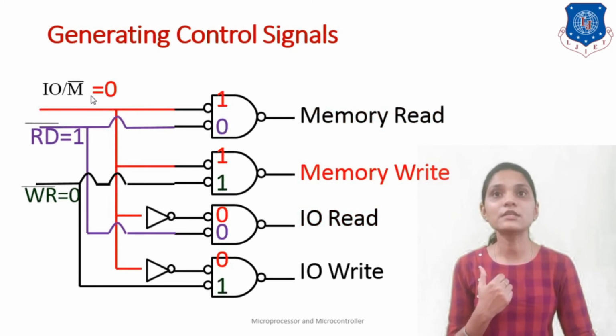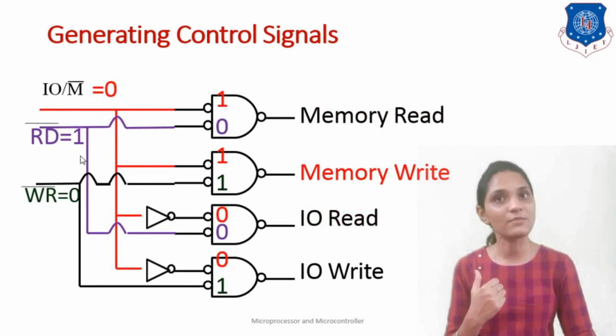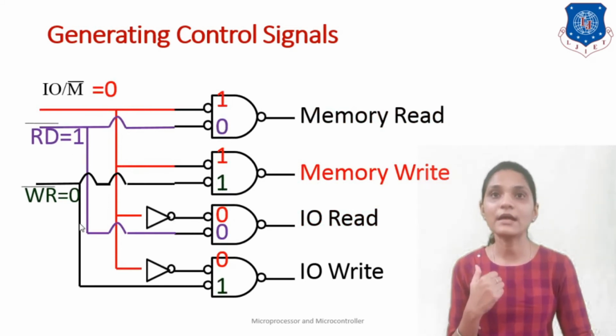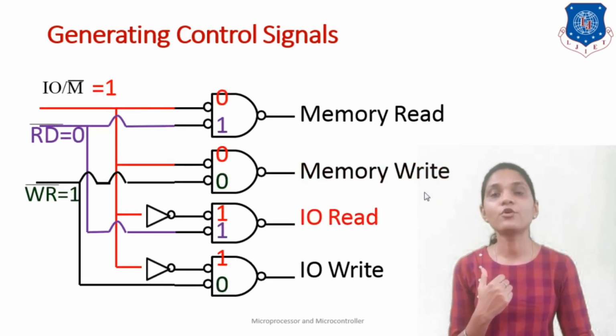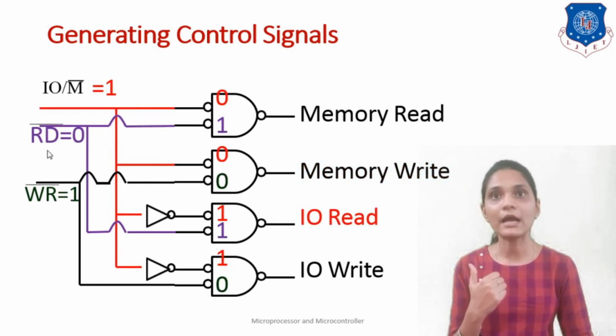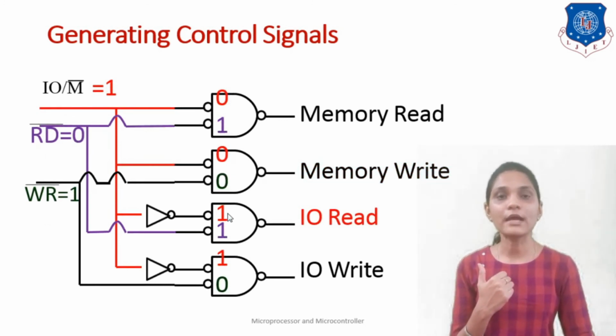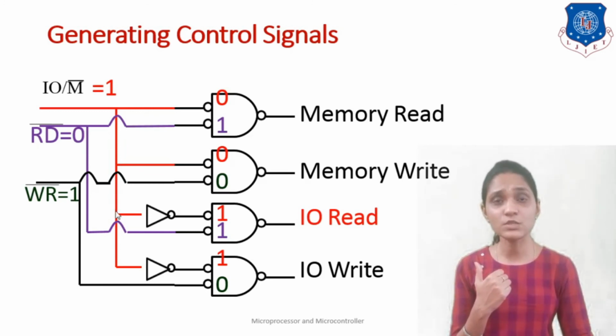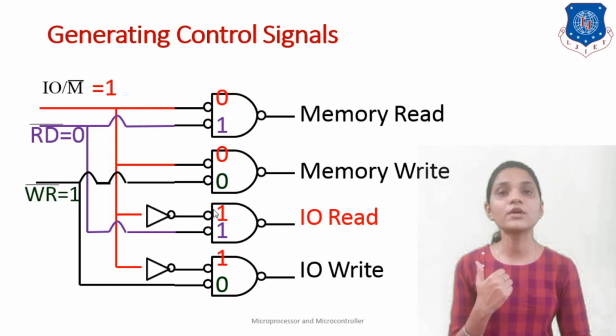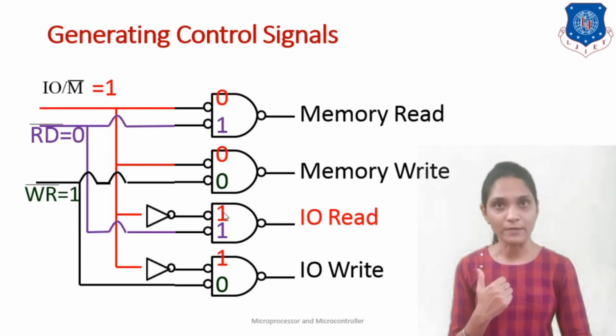Similarly, if we consider IO comma M bar as 0, RD bar as 1 and WR bar as 0, then we will get the memory write control signal. And for IO comma M bar as 1, RD bar as 0, WR bar as 1, here we will get 1. Here that is 1 directly given, after inverting it will be 0, and then it is inverted another time, then we will get the 1.